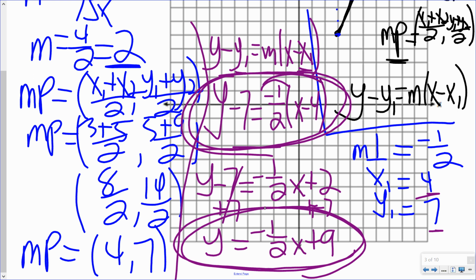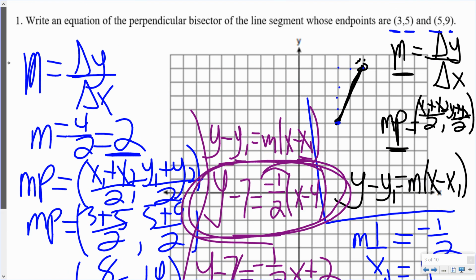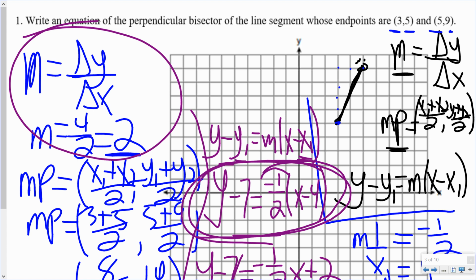So again, this is definitely a long problem. To find the perpendicular bisector, we first find the slope, then we find the midpoint using the slope and the midpoint formula.